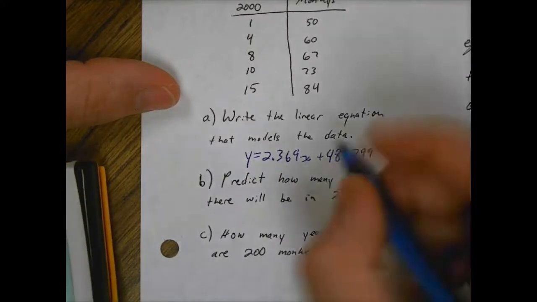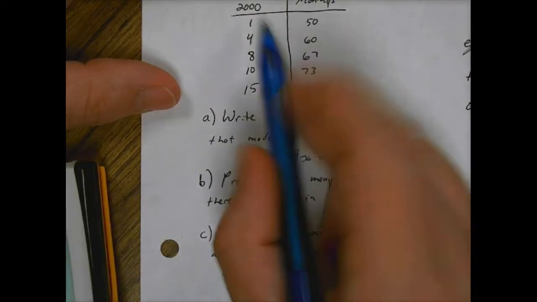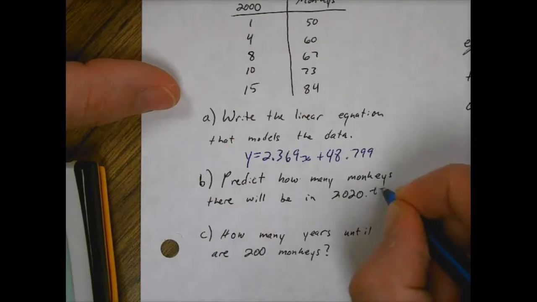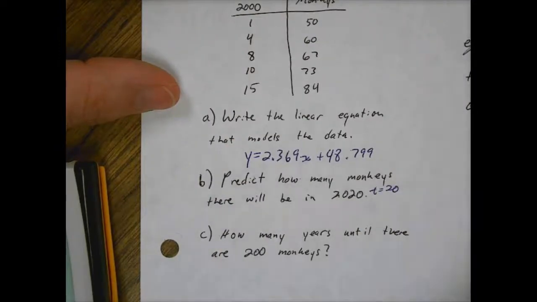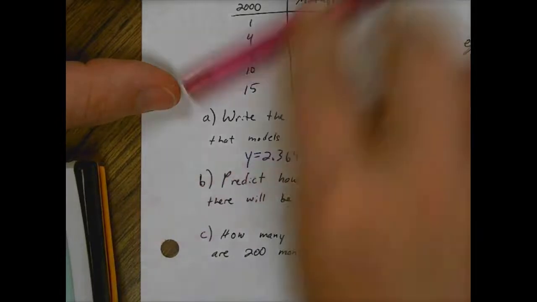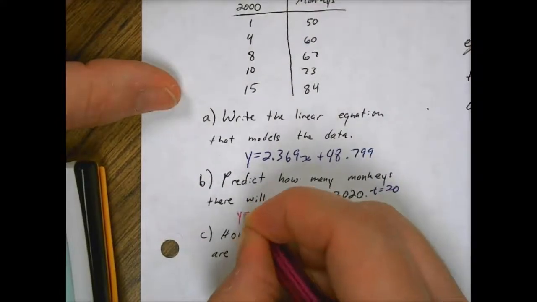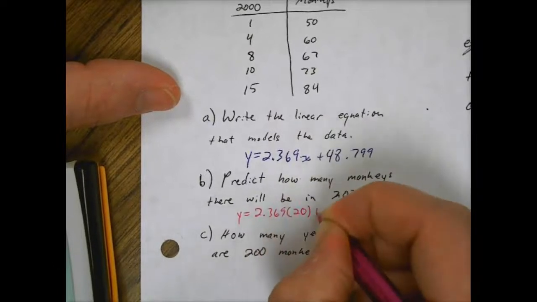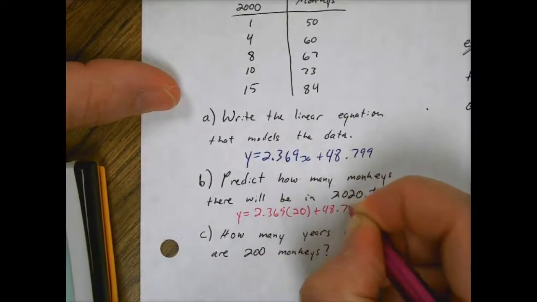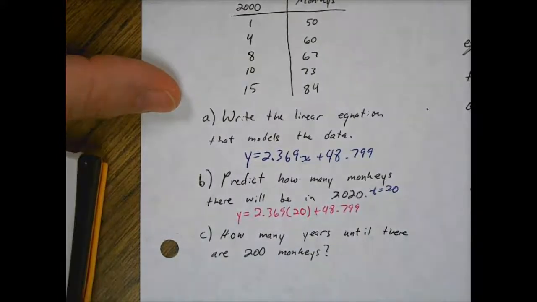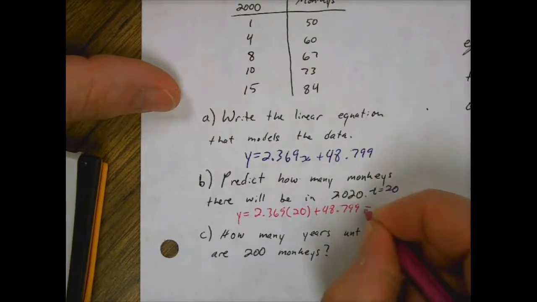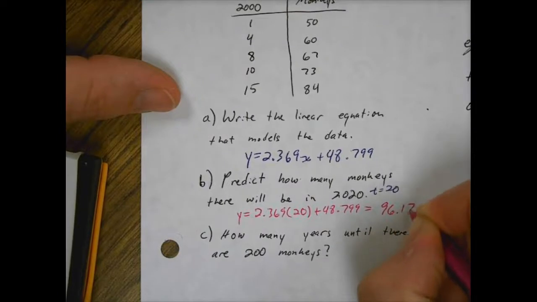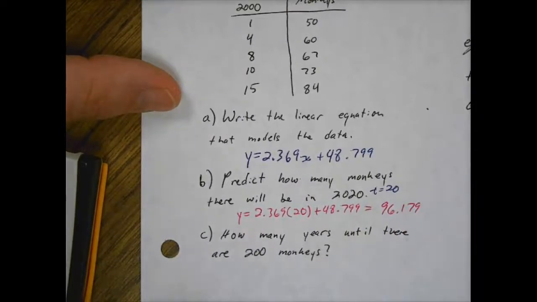Well, notice since 2000, so 2020, my time would be 20, and my x value would be 20. So I want to put in, come back, y equals 2.369 times 20 plus 48.799. So 2.369 times 20 plus 48.799. I got 96.179. Hopefully that's what you got too.